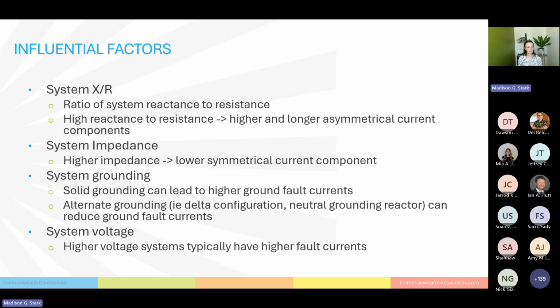And the last one, that's a pretty big influential factor, is pretty straightforward, system voltage. The higher your system voltage, typically the higher your fault current. Your system is starting out with a higher potential difference. So as your system faults to ground or faults to another phase and that potential difference closes, your system can push higher current. Just pretty correlated in that way.